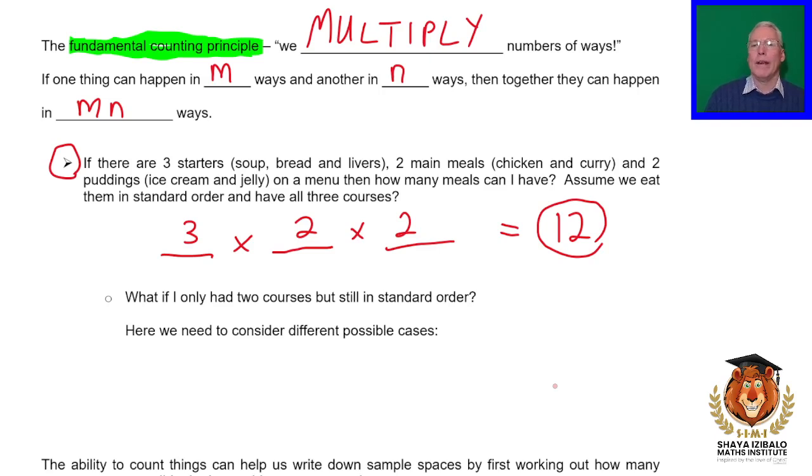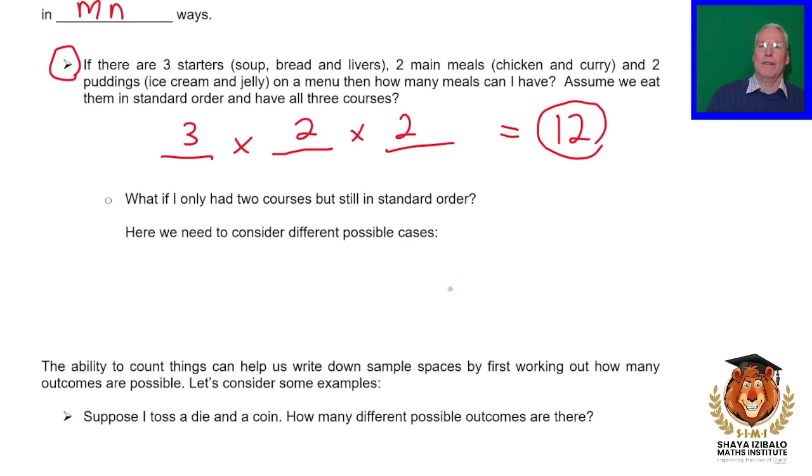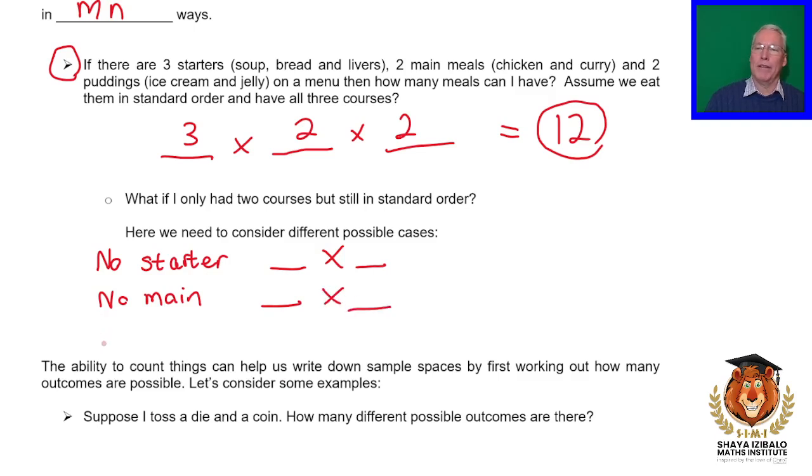Then it says, what if I only have 2 courses, but I still eat them in the standard order? In other words, I either have a starter followed by a main, or a main followed by a pudding, or a starter followed by a pudding. There's only 3 different cases, and the one case is to have no starter. So this is where I'm just going to have a main followed by a pudding. The next case is to have no main. I'll have a starter followed by a pudding. And the last case is to have no pudding. So here we would have a starter followed by a main.